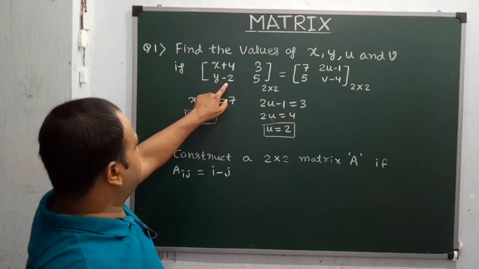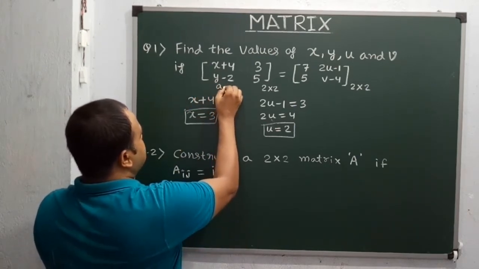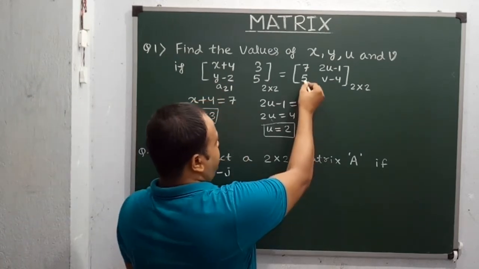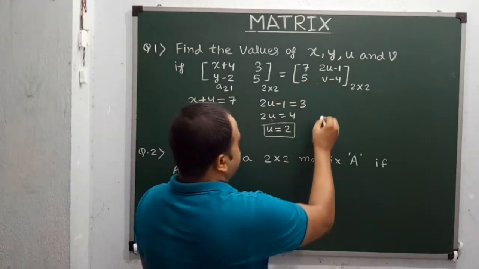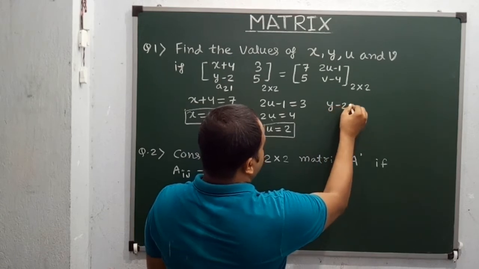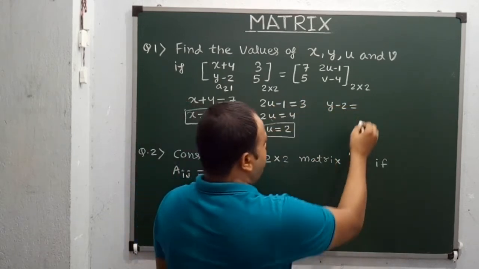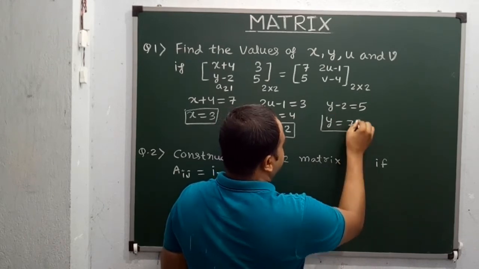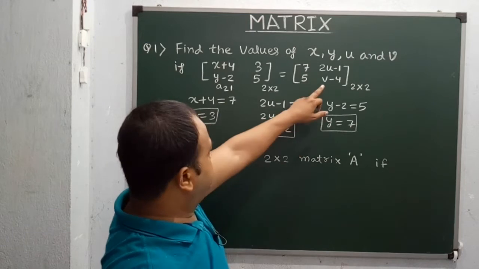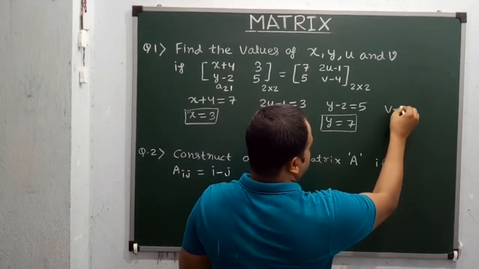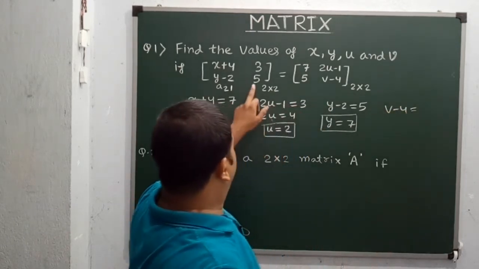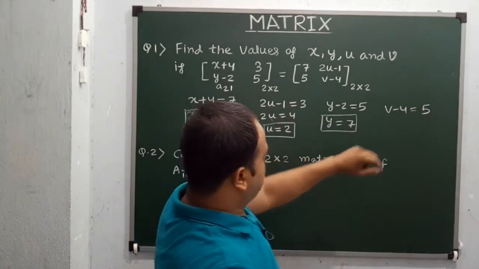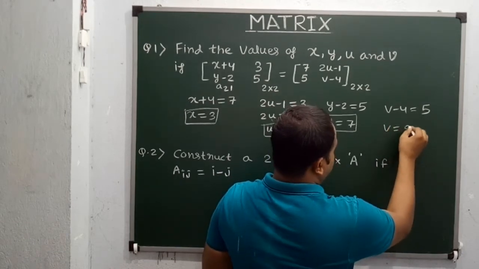Similarly, this one, y minus 2, is what? A21, meaning second row and first column, and here 5 is A21. We can easily write y minus 2 equals 5. Y we are getting 7. In the similar way, v minus 4 equals 5, and if we solve it, v equals 9.